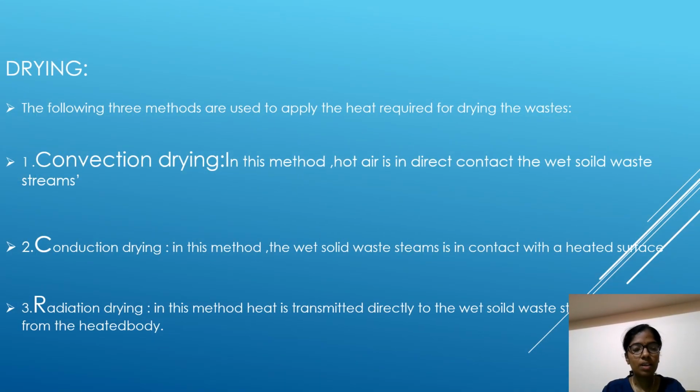The following three methods are used to apply the heat required for drying the waste: convectional drying, conductional drying, and radiational drying. In convectional drying, hot air is in direct contact with the wet solid waste stream. Conductional drying. In this method, the wet solid waste stream is in contact with a heated surface. Radiational drying. In this method, heat is transmitted directly to the wet solid waste from the heated body.